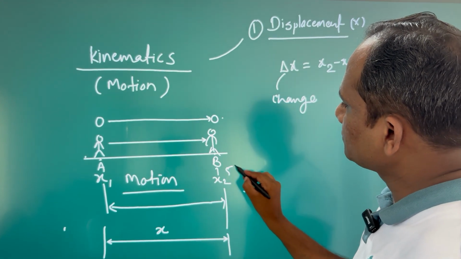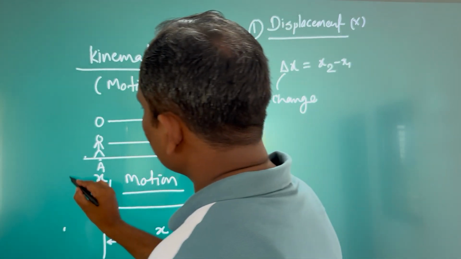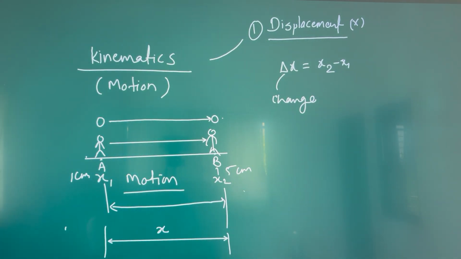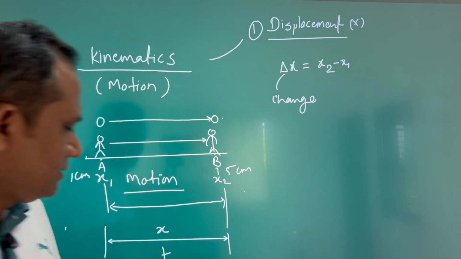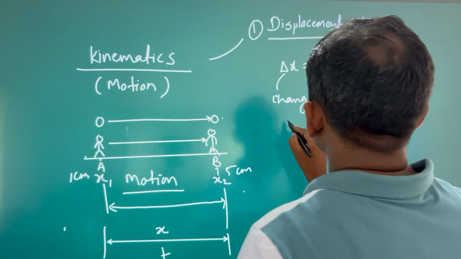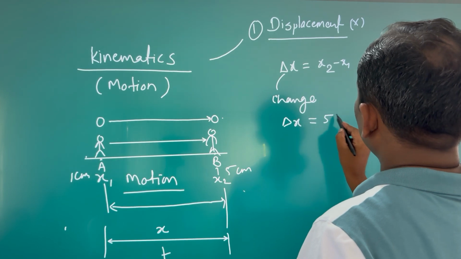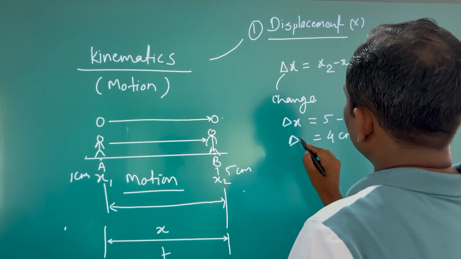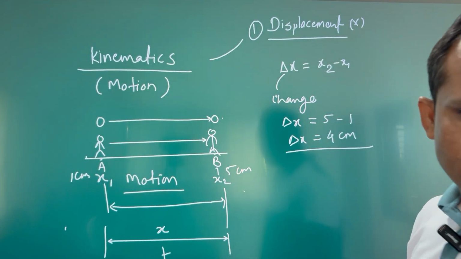Suppose this is 5 centimeter and this is 1 centimeter. Suppose the person was at 1 centimeter. Person कुठं होता, 1 सेंटीमीटरला होता. After a certain time interval t, this person changes his position from point A to point B, and point B is at 5 centimeter. Then how much distance is covered? 5 minus 1. Therefore, the change in displacement x equals 5 centimeter minus 1 centimeter, which is 4 centimeter. Change in displacement is 4 centimeter.